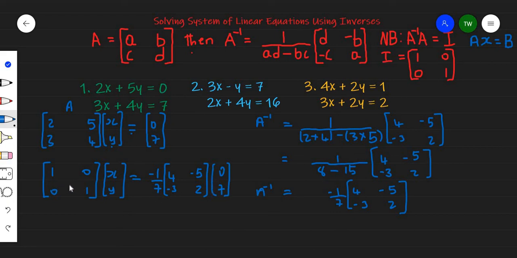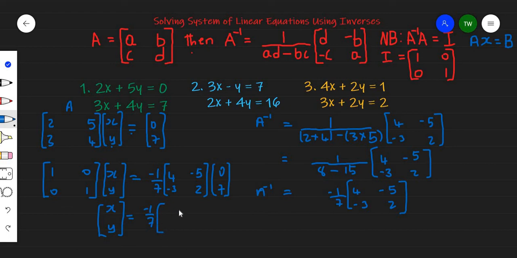Now you must remember that the identity matrix times xy functions as 1. So 1 times anything basically gives back itself. So what we're left with on this side is basically xy, just x, y, is equal to, I'm going to keep my negative 1 over 7, and I'm going to multiply out the other two matrices.